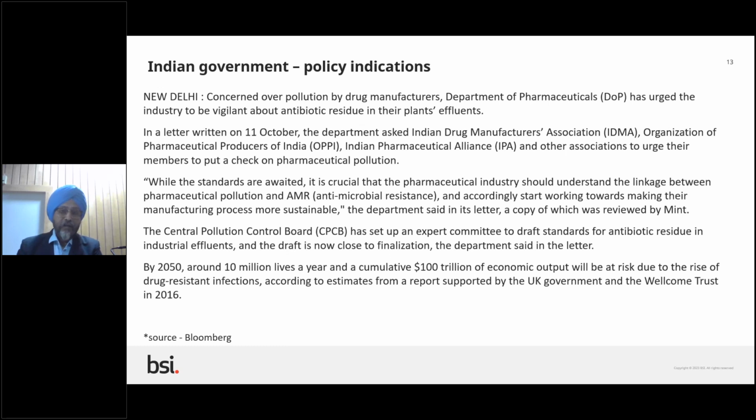On the Indian government policy indication we talked about, a huge discussion started somewhere around 2019, which still continues. As I spoke about the iteration, there was a draft environment standard out for consultation, and the consultation happened in 2021. In this consultation, all the drug manufacturing associations, IDMA, BDMA, OPPI, IPA, and other stakeholders participated and gave their perspective. Thereafter, as I spoke previously, the antibiotic limits, and even the definition of zero liquid discharge, were dropped.